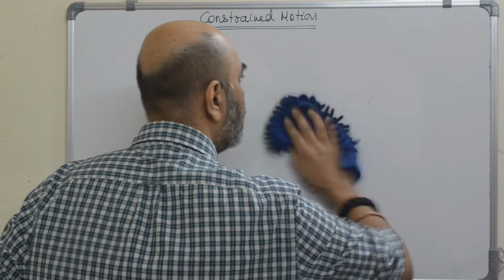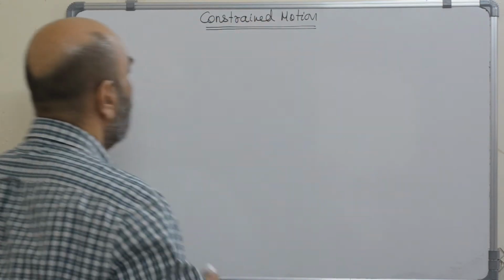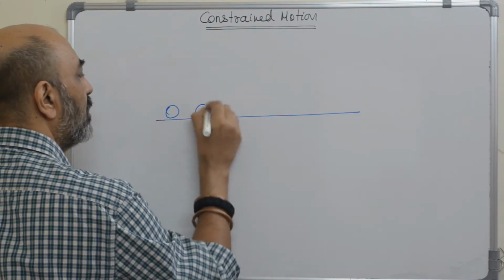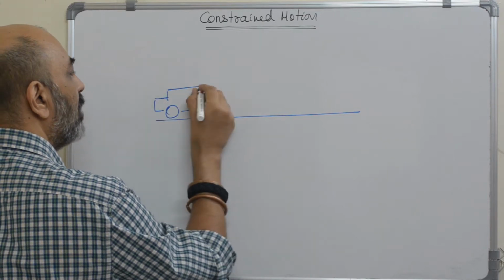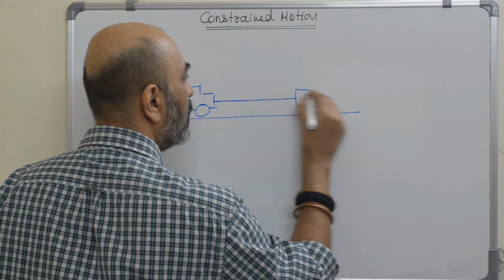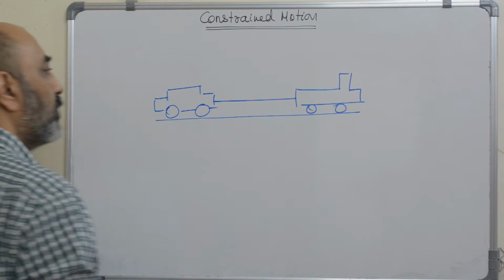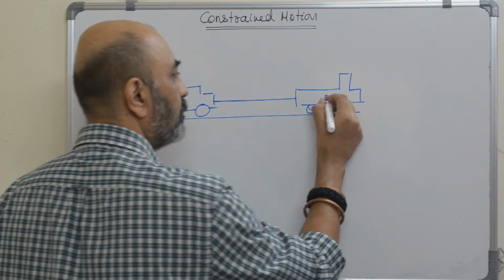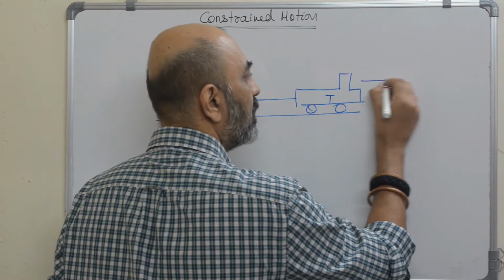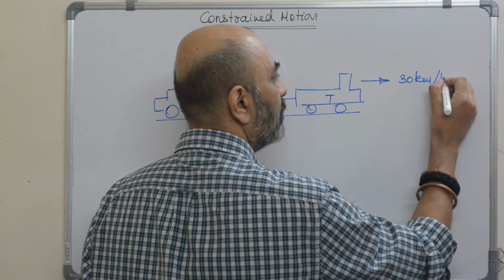Now let us take one example of a constrained motion. Let us assume that this over here is a car which has broken down, all right, and it has to be towed by a rope by using a towing truck. Okay, now this is the truck and this is the car, and the truck is moving with a speed of, let us say, 30 kilometers per hour.